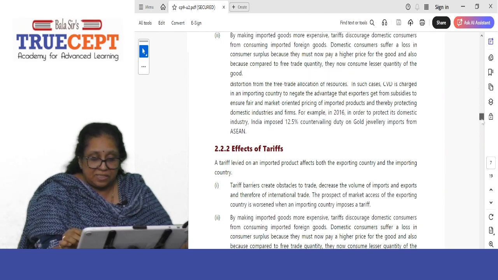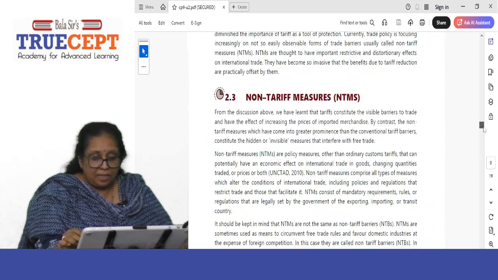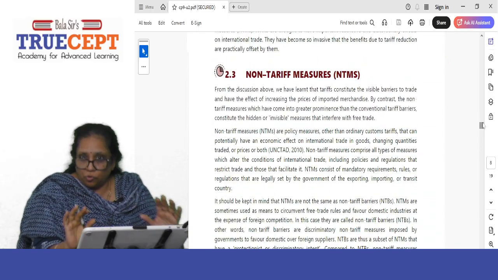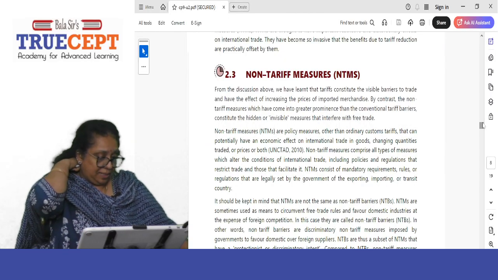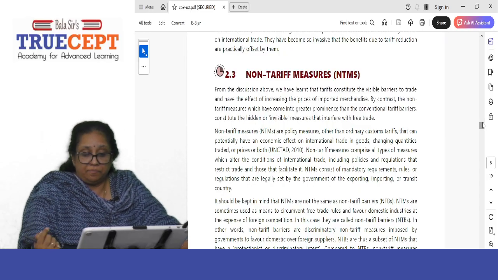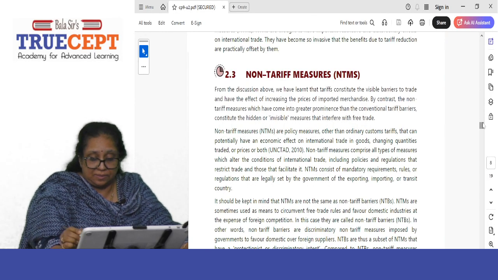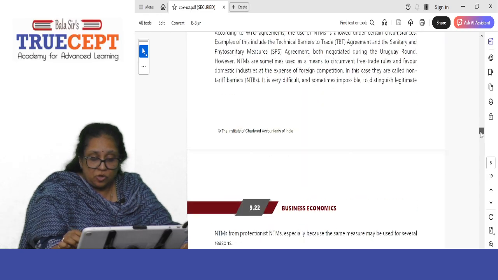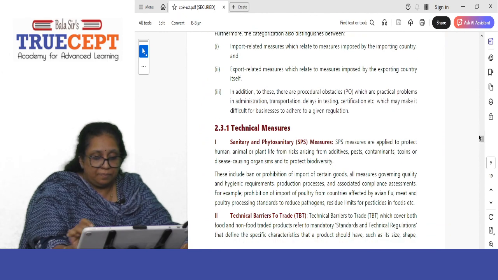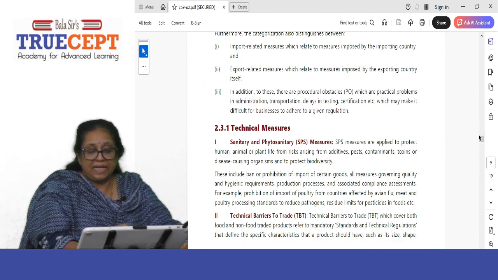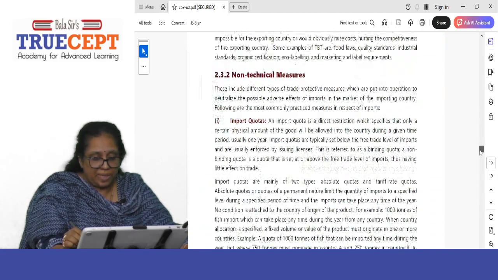So please check up on the effects of tariffs also, and just go through it. Then you go through non-tariff measures. What are non-tariff measures? They do not involve money. In this, the more important things are sanitary and phytosanitary measures. You can concentrate on that.